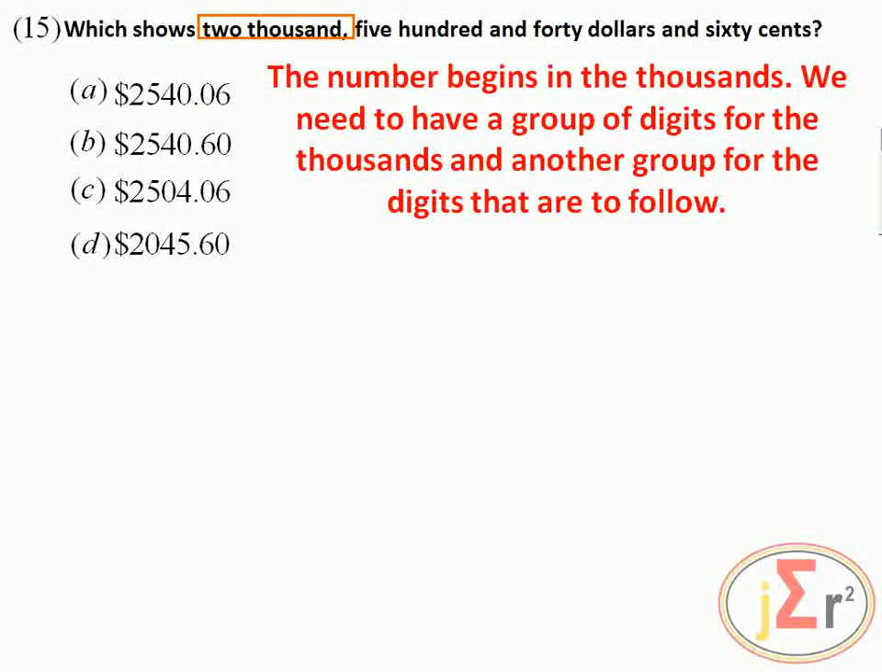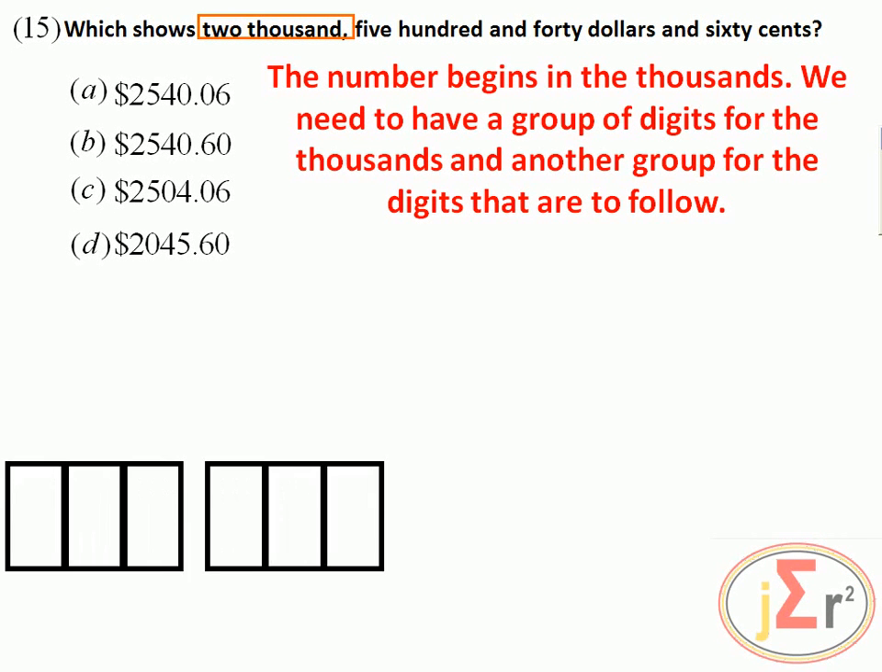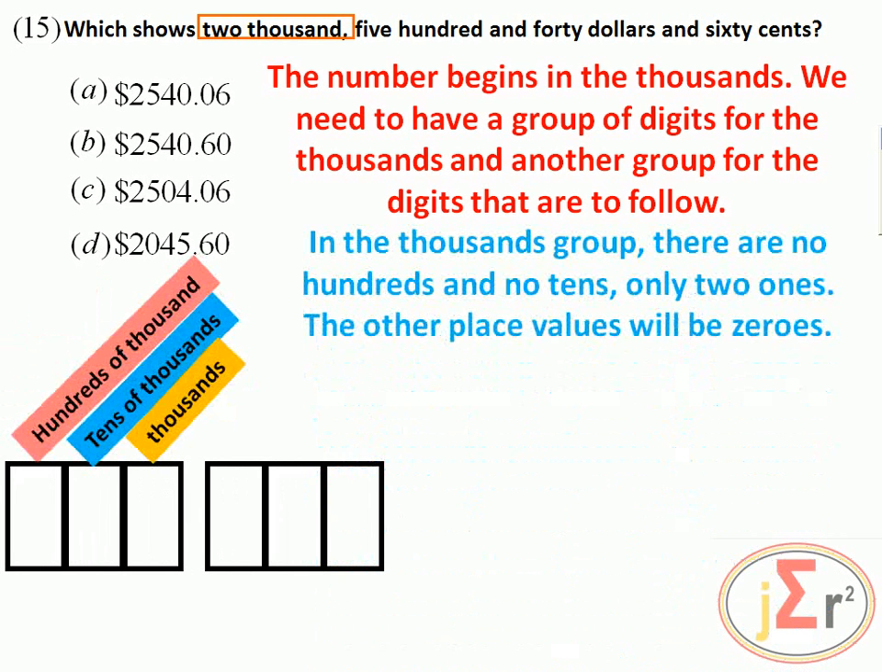And another group for the digits that are to follow. So if we do that, what do we notice? We have a group of digits for the thousands, and then after the thousand we must have what? The hundreds, tens, and ones. So we must have a group for the thousands, and a group for the hundreds, tens, and ones.